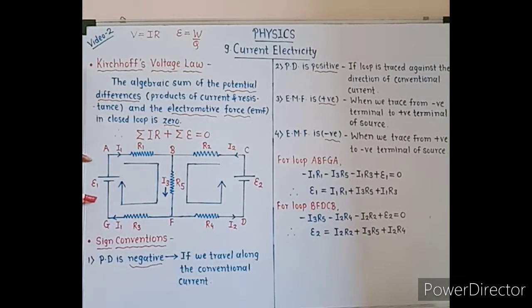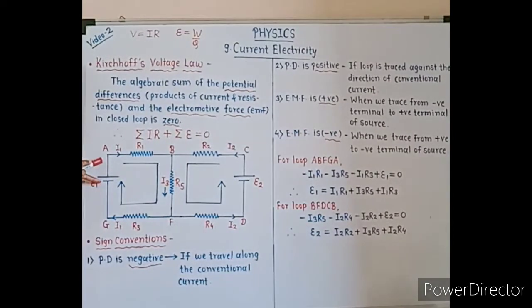Don't get confused. Remember the first sign convention: potential difference is negative when the direction of conventional current and our travelling path are the same. If our travelling path is opposite to the direction of conventional current, then the potential difference is positive. And for the EMF, if we are tracing the source from negative to positive, then the EMF is positive, and if we trace the source from positive to negative, then the EMF is negative. So these are the sign conventions of the voltage law.